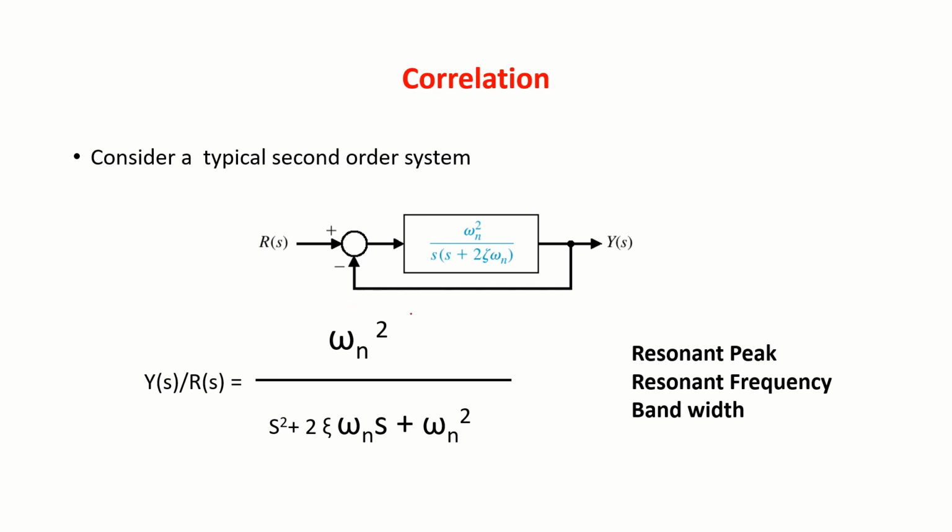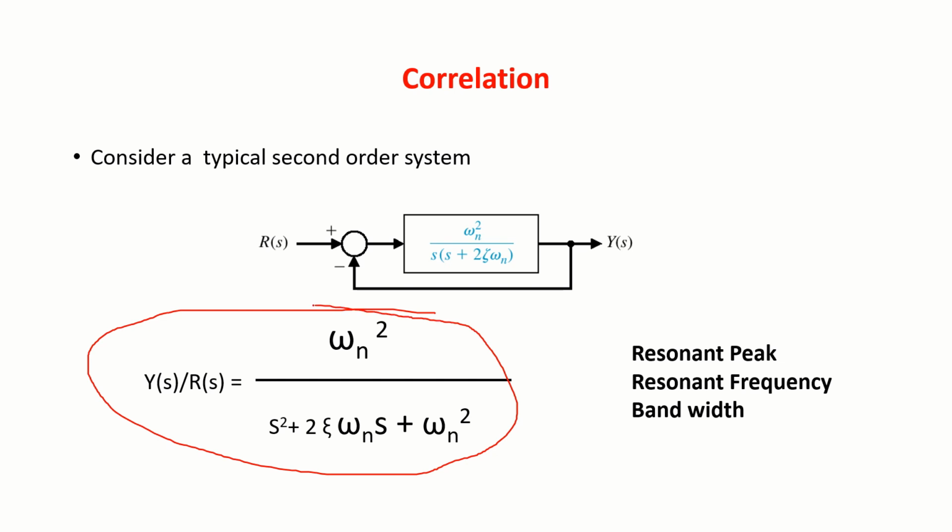let us consider a second order system: omega n squared divided by s squared plus 2 zeta omega n s plus omega n squared. Let us find three terms: resonant peak, resonant frequency, and bandwidth.